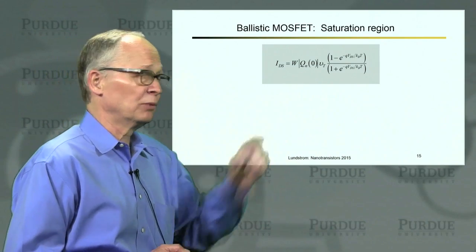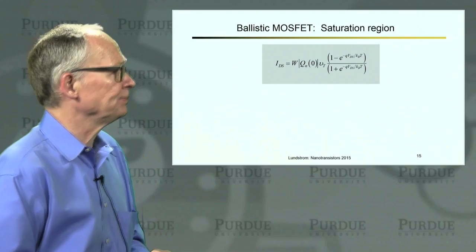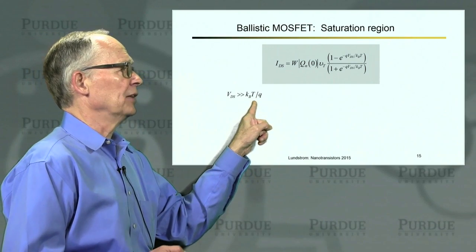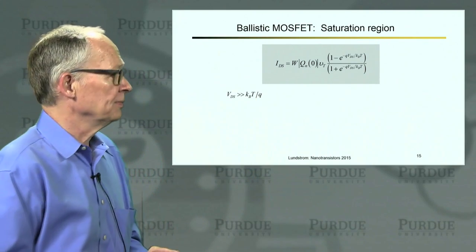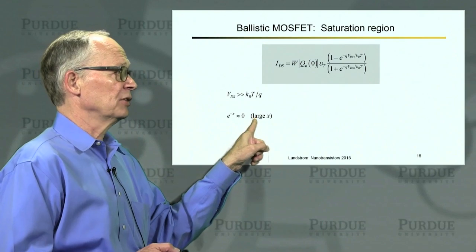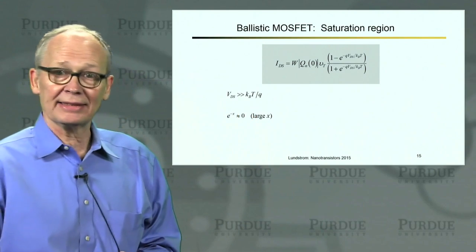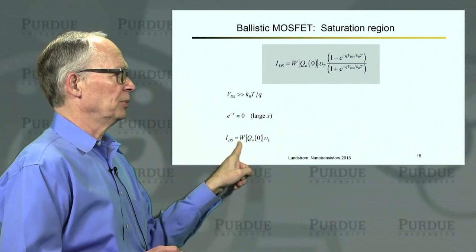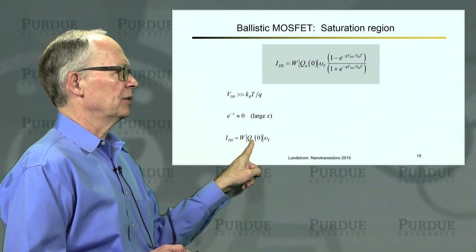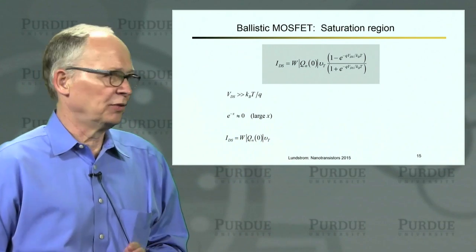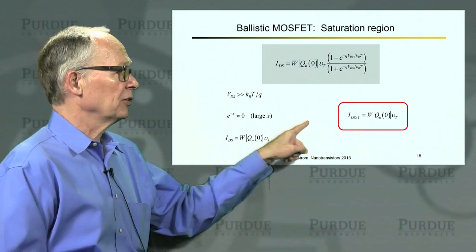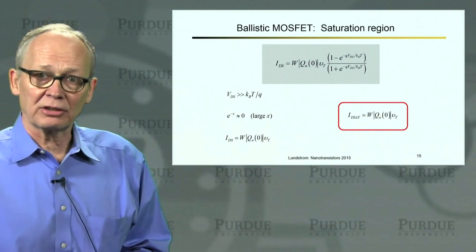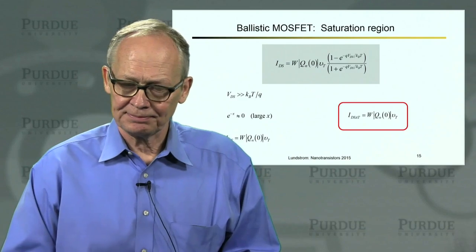So again, we begin with our basic expression. Now we assume that the voltage is very large. The arguments of the exponentials then are e to the minus x, where x is large, so that's about 0. So this expression simply reduces to width times charge times thermal velocity. So here is our expression for the saturated current for the ballistic MOSFET.